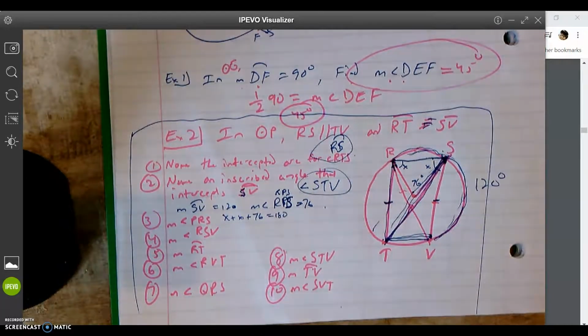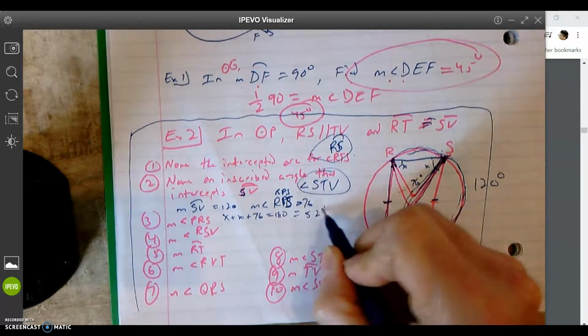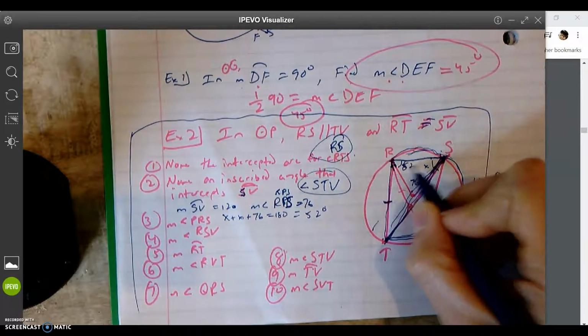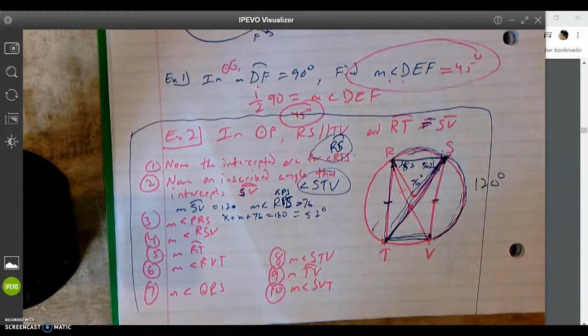So that would be X plus 76 equals 180. Got it? Solve it. Pause the video if you need. So we have 180 minus 76 divided by 2. Your answer is 52. 52 degrees right here. So that's 52, that's 52. Add it to your picture.